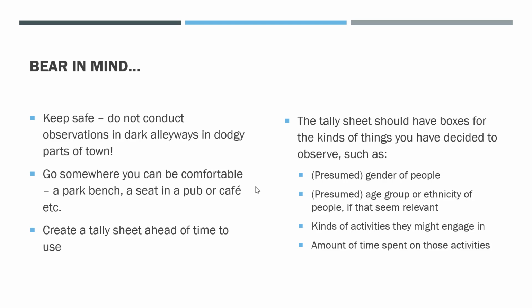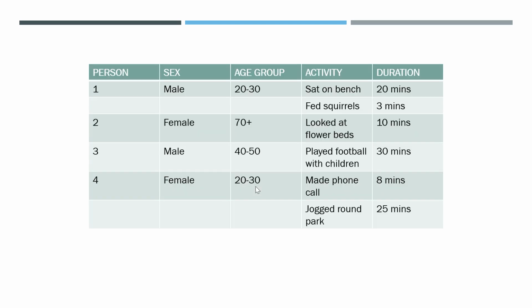You could keep track of things like ethnicity as well if you think that's relevant. If you don't think it's relevant, then there's no need to bother, because it's more behaviour that you're looking at rather than those kinds of factors.